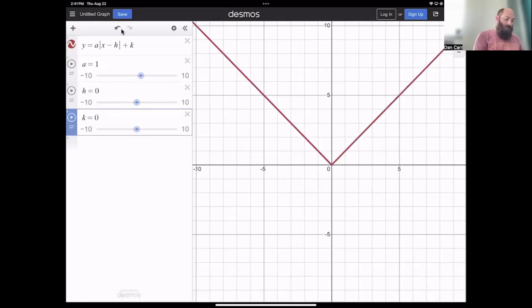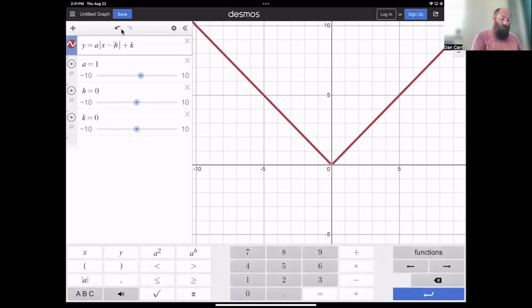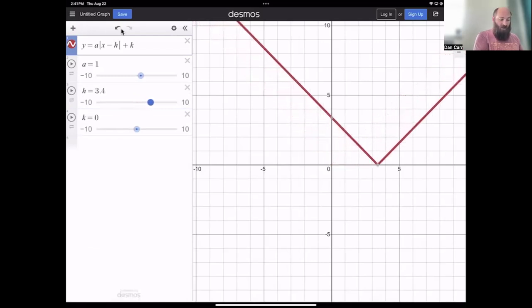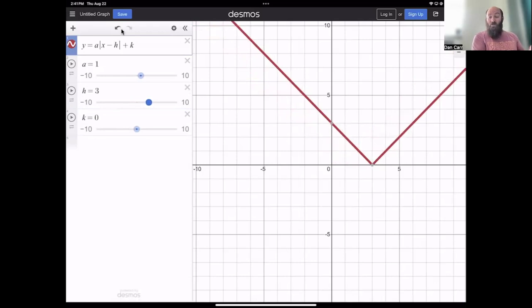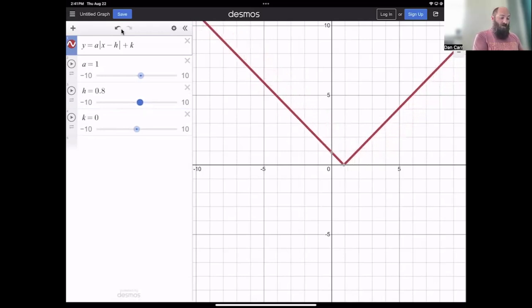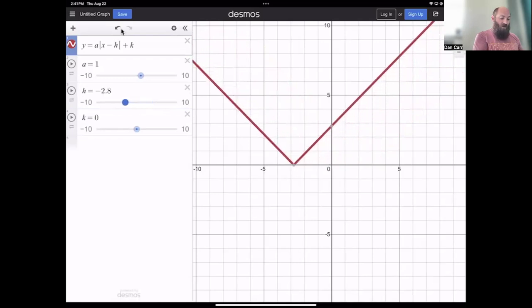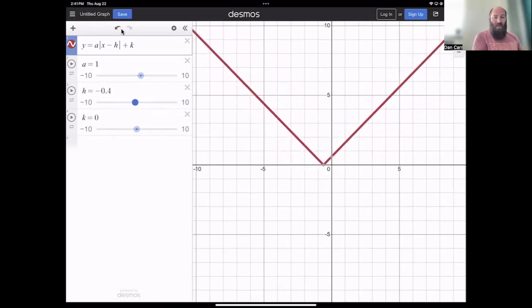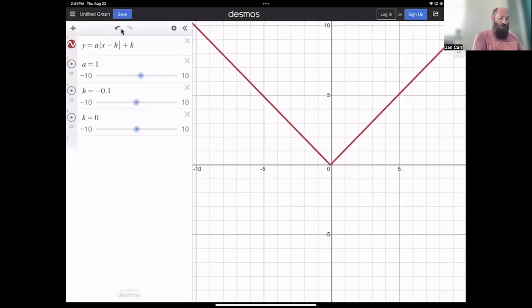When I do H now, keep in mind, H is the value that's inside right there. So when I change H, if I make it positive, that's X minus, for example, X minus 3. Well, X minus 3 moves it to the right. If I go in the other direction, like here to a negative 3, that's moving it to the left. But when I look inside the absolute value sign, that is X minus a negative 3, so it turns into a positive 3. We'll see that when we do a little bit more by hand. But the idea is that we can show our transformations going left and right based on that H value.